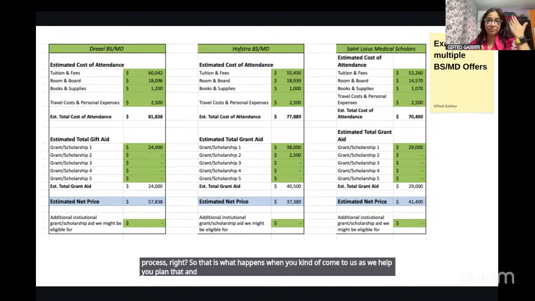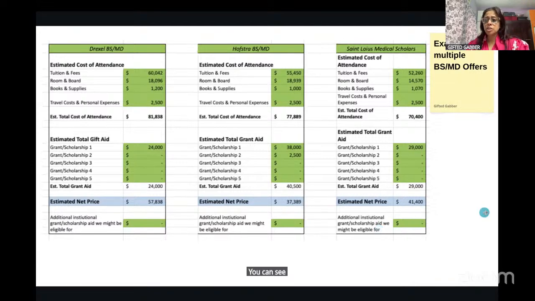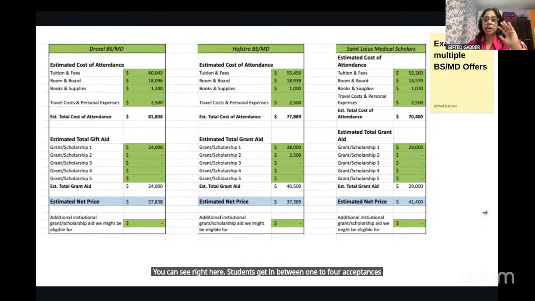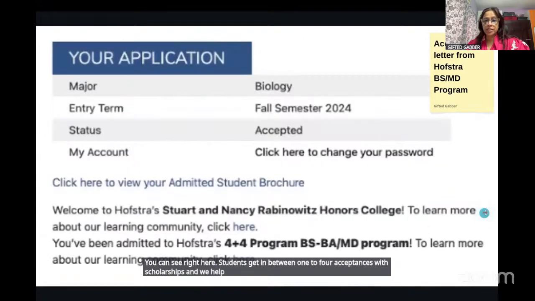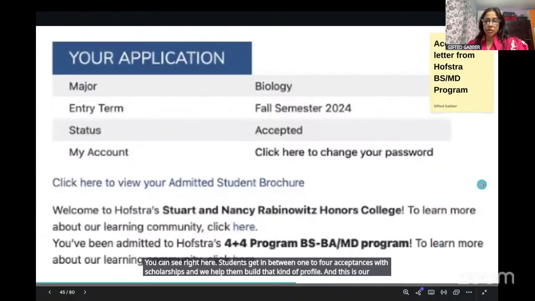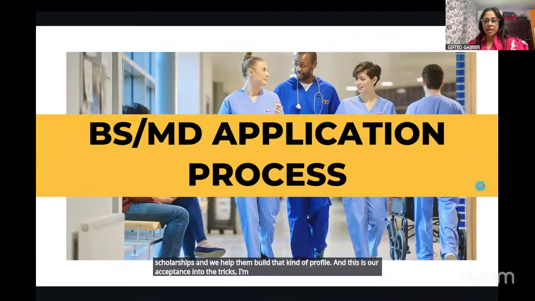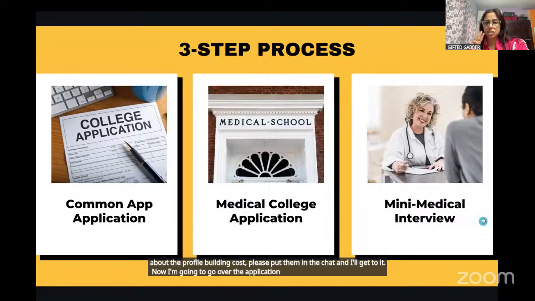And you can see right here, our students get between 1 to 4 acceptances with scholarships, and we help them build that kind of profile. And this is our acceptance into the Hofstra program. Any questions about the profile building cost, please put them in the chat and I'll get to it. Now I'm going to go over the application process, which is a 3-step application, number 1, the undergrad.